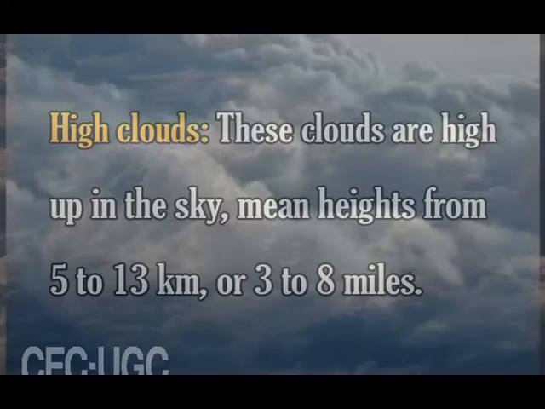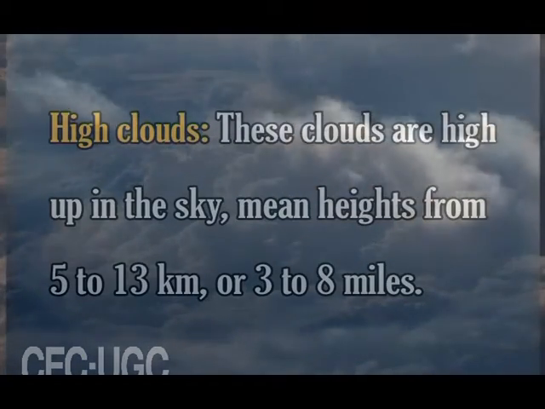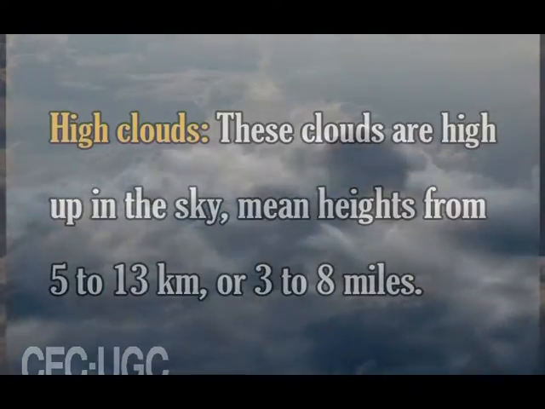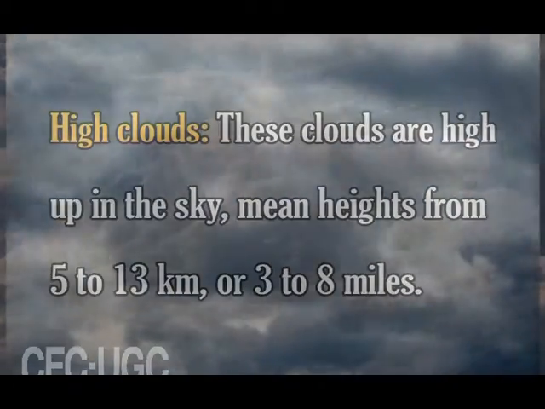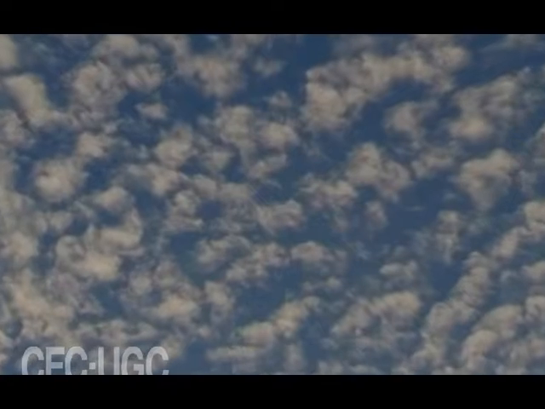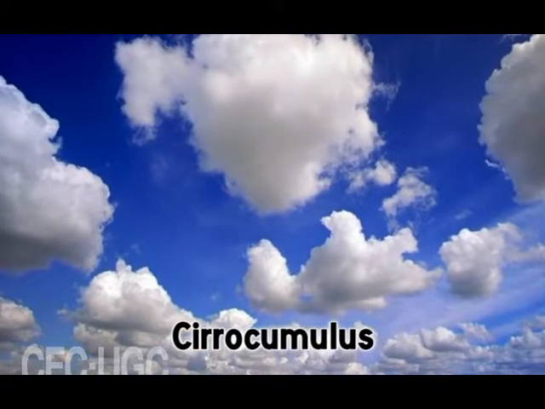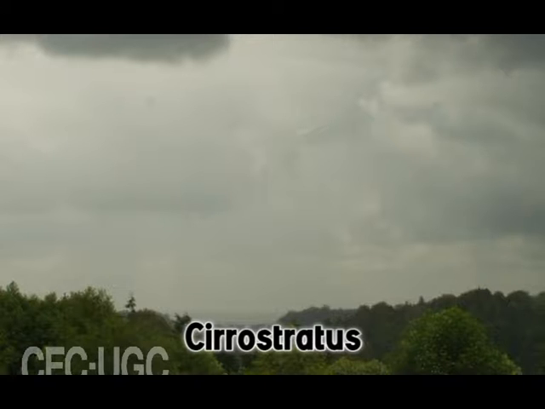These clouds are high up in the sky, with mean heights from 5 to 13 km or 3 to 8 miles. The important high cloud types are cirrus, cirrocumulus, and cirrostratus.